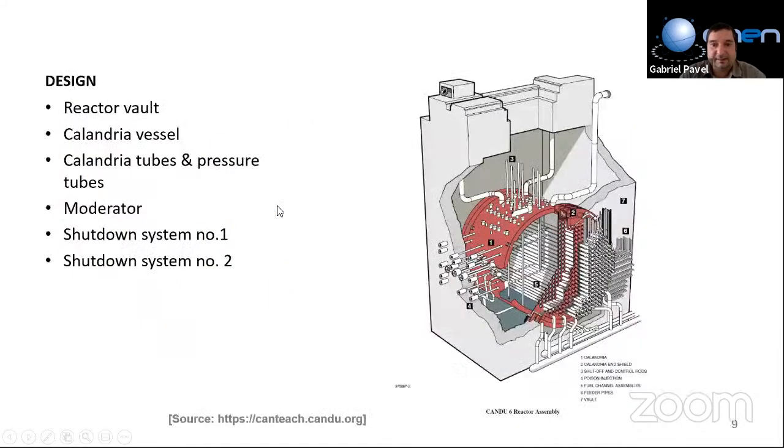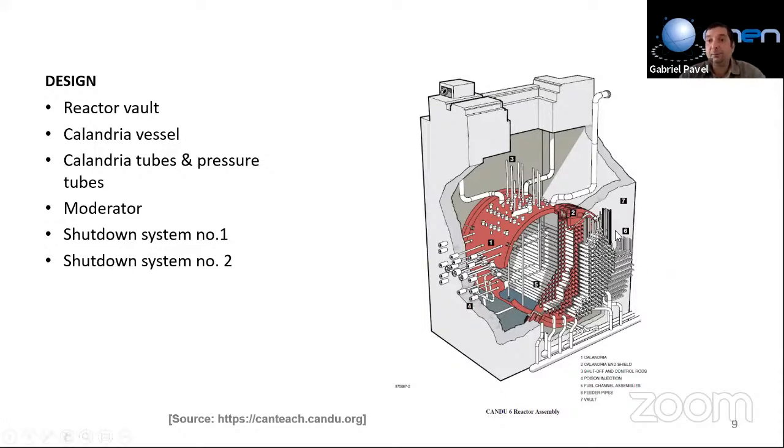Okay, some characteristics here. I will just give it to you. The shutdown system number 1 is represented by these rods. The role of these rods is to completely shut down the reactor in case of emergency. They simply drop. We have about 28 pieces of each, and they simply drop inside the reactor. The completely different shutdown system is shutdown system number 2, which is represented by a liquid injection in the reactor.